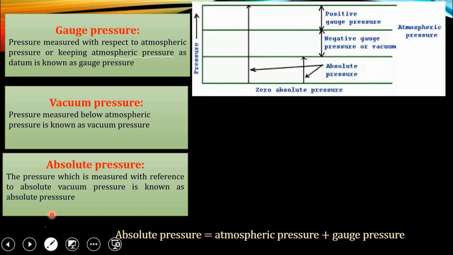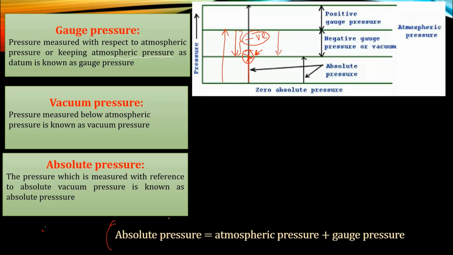Let us consider a point here. The absolute pressure of this point can be written as atmospheric pressure minus gauge pressure, or we can say all the pressure measured below atmospheric pressure is treated as negative. So I can simply write absolute pressure is equal to atmospheric pressure plus gauge pressure, because the pressure measured below atmospheric pressure will have a negative sign.